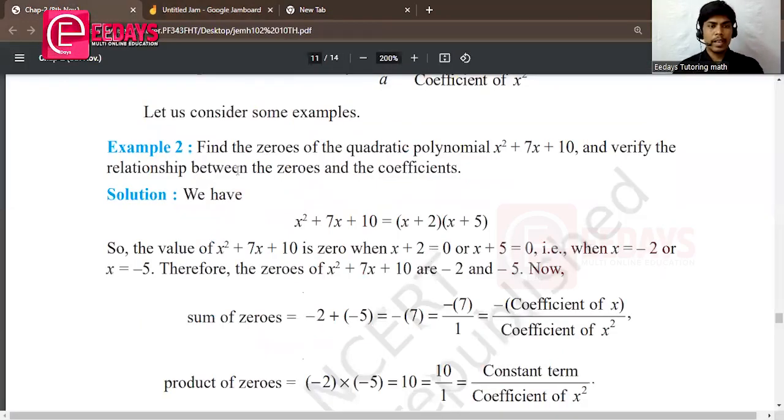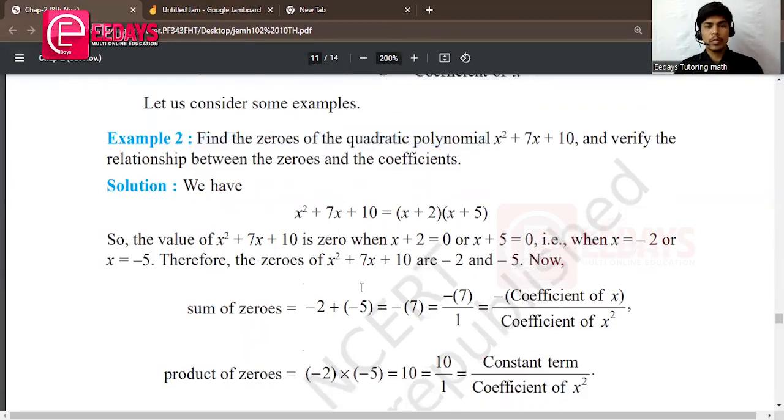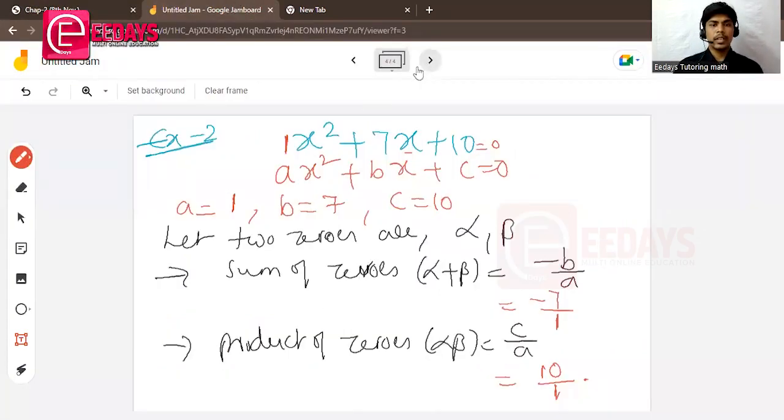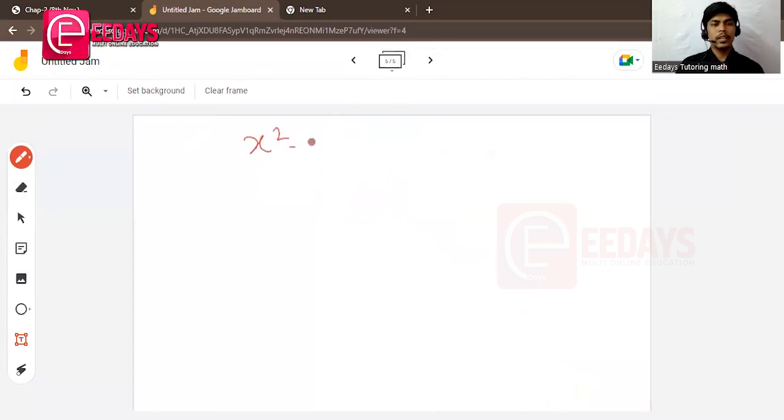We did one part, finding the sum of zeros and product of zeros. Now you can verify whether those are the zeros or not. How to verify that? Let's verify by doing splitting the middle term. What is the question here? x square plus 7x plus 10 is equal to 0.